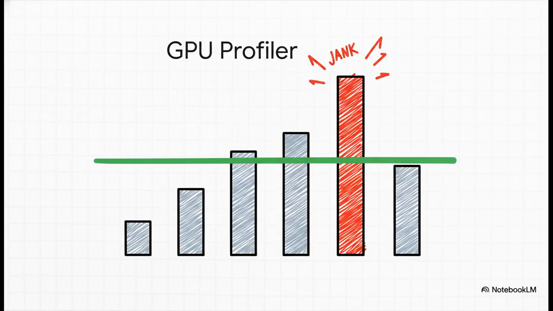The GPU profiler is often our first clue. See, each of those bars represents a single frame being drawn. For a super smooth, 60 frames per second experience, each frame has to draw in under 16 milliseconds. That's that green line. Any bar that shoots past it is a dropped frame, which is what the user sees as a stutter or lag. We usually just call it jank.